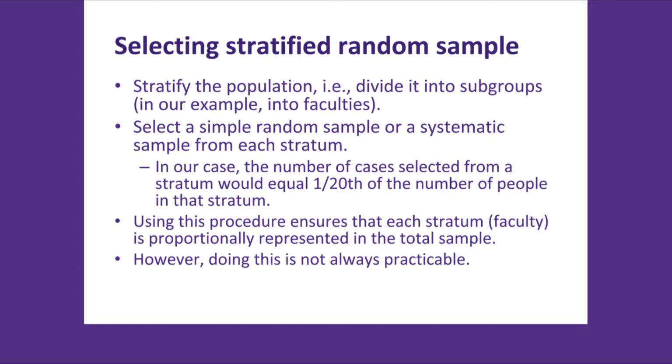Selecting a stratified random sample is an interesting process. You have to stratify the population into subgroups, and as our example stated, we did that in terms of faculty. You select a random sample or a systematic sample from each stratum, so you look at creating something that you can study, and that's done at random or systematically. And you use this procedure to ensure that each stratum, or faculty, is proportionally represented in the total sample, so that you have that ratio there. And this is an interesting way of doing things. Not always a practical way of doing things, but it certainly gets results. And sometimes when you look at voter surveys, for example, when they're trying to predict the likelihood of voting, they're usually stratifying their sample to some degree.